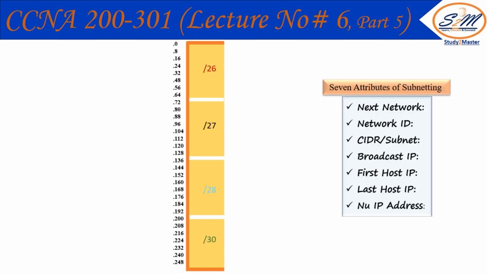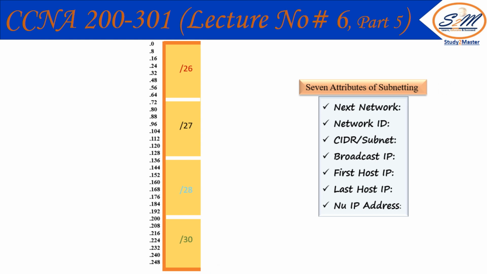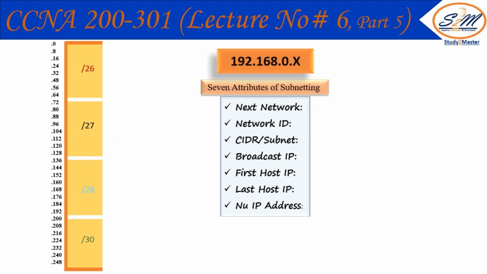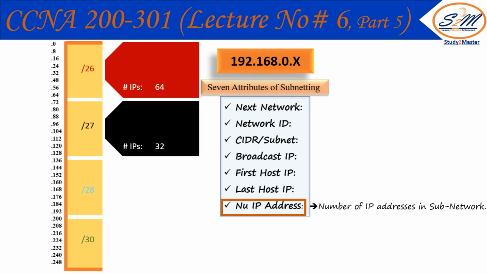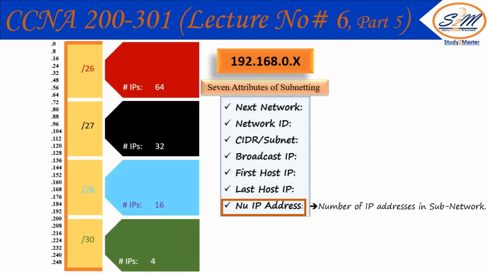When we are done with the process of subnetting, we extract the 7 attributes of subnetting. Now it is our job to answer all these 7 attributes. What is the number of IP addresses? It is the total number of IP addresses in each subnetwork. So here in the first network, we have 64 IP addresses. In the second network, we have 32 IP addresses. In the third network, we have 16 IP addresses. And in the fourth network, we have 4 IP addresses.